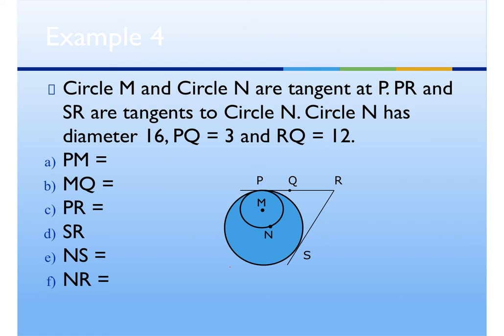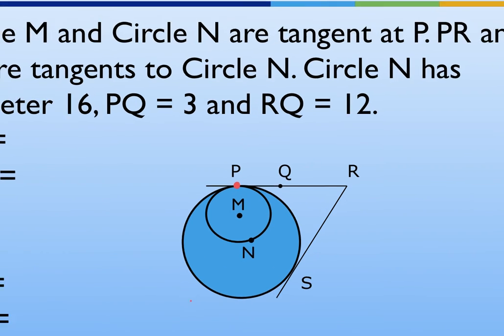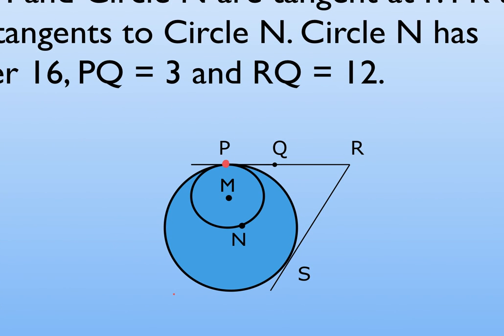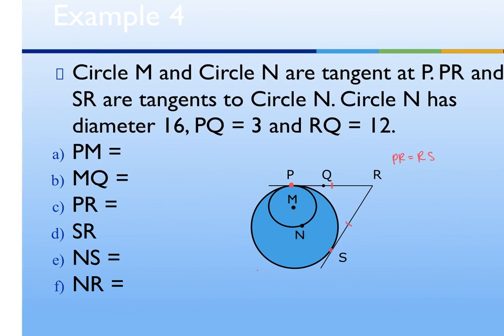So let's fill in our circle with what we know. We know that P is a point of tangency for both circles. PR and SR are tangents to circle N. So if they're both tangent to the same circle, what do we know about their lengths? They're equal. By what theorem? The ice cream cone theorem. Do you see how both of these are tangent to the same circle? Therefore, their lengths must be the same. So PR is going to be the same as RS. You guys cool with that? By the ice cream cone theorem.